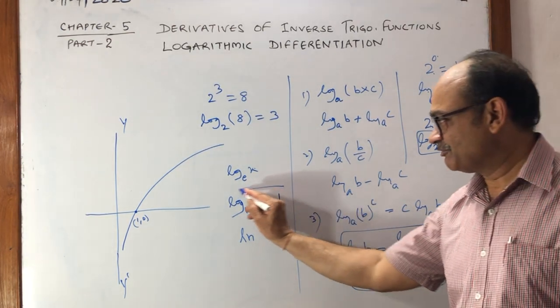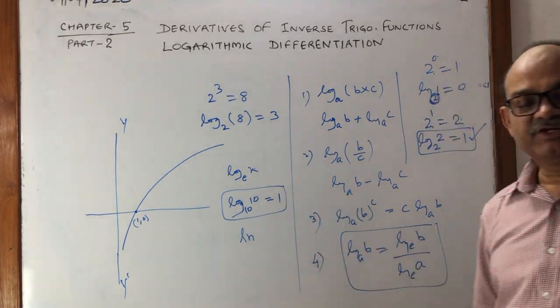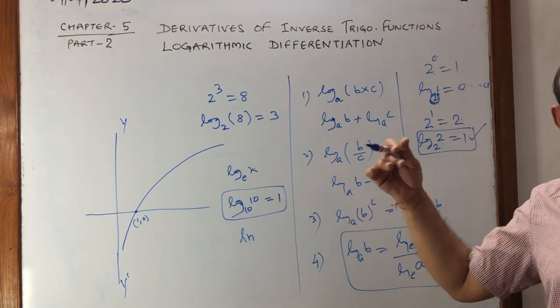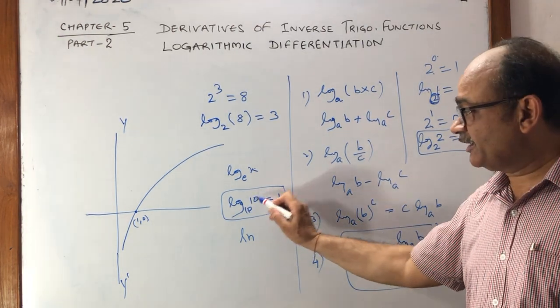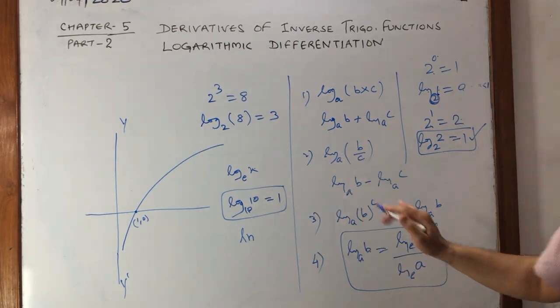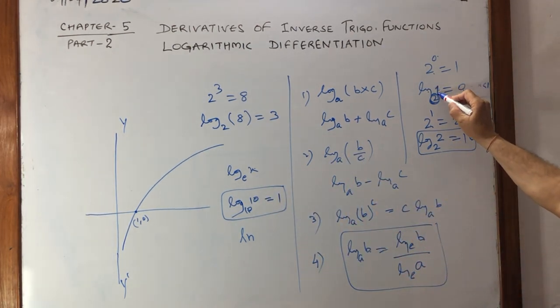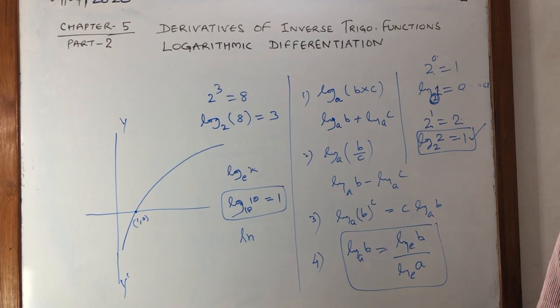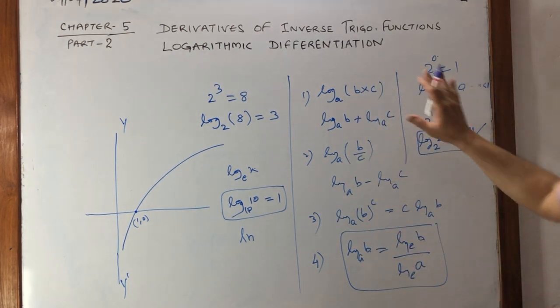For example, here what do we write? Log base 10, value 10 is always 1. So it is true for all. By the way, it is A and A, 1. E and E, 1. And whenever log of value 1, the answer is 0. So these are the 5-6 important forms.